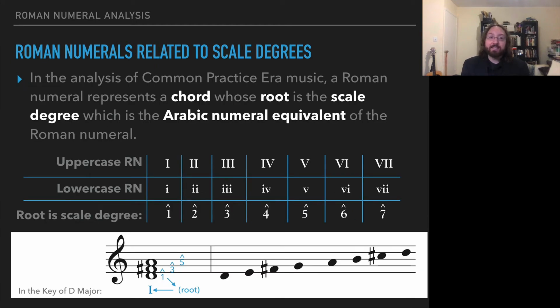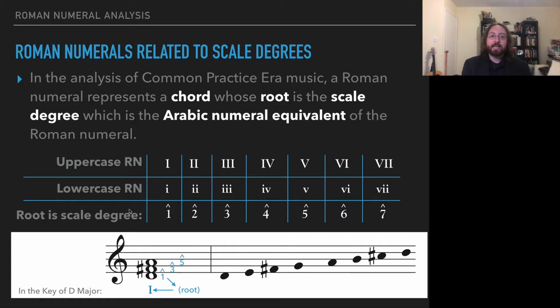So in the analysis of Common Practice era music, a Roman numeral is used to represent a chord. And specifically, it's used to represent a chord whose root is the same scale degree that is the Arabic numeral equivalent of the Roman numeral. I realize that's a lot of steps. So let's work through this one at a time.